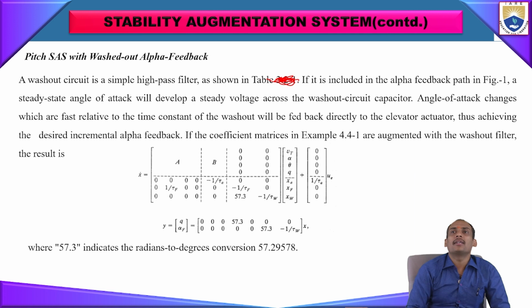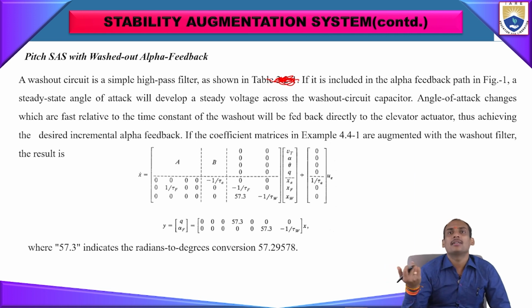The alpha feedback shown in the figure is such that the steady state angle of attack will develop a steady voltage across the washout circuit capacitor. Angle of attack changes which are fast relative to the time constant of the washout will be fed back directly to the elevator actuator, thus achieving the desired instrumental alpha feedback. That means the instrumental alpha feedback will be fed directly into the elevator.